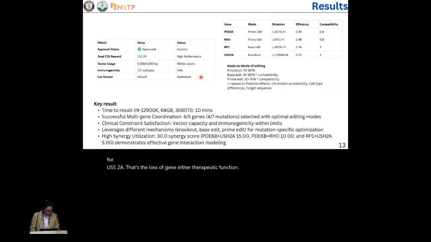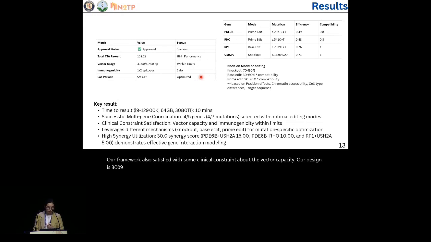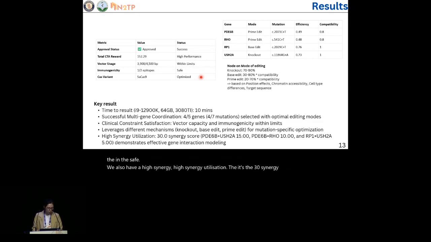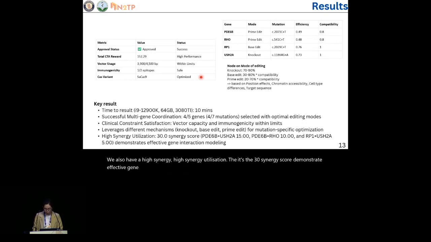Our framework is also certified with the clinical constraints about vector capacity. Our design is 3,900 base pairs out of 4,500 base pairs of AAV, and the immunogenicity is 1 out of 2 epitopes, and is within the set. We also have a high synergy utilization. The synergy score of 30 demonstrates effective gene interaction modeling.